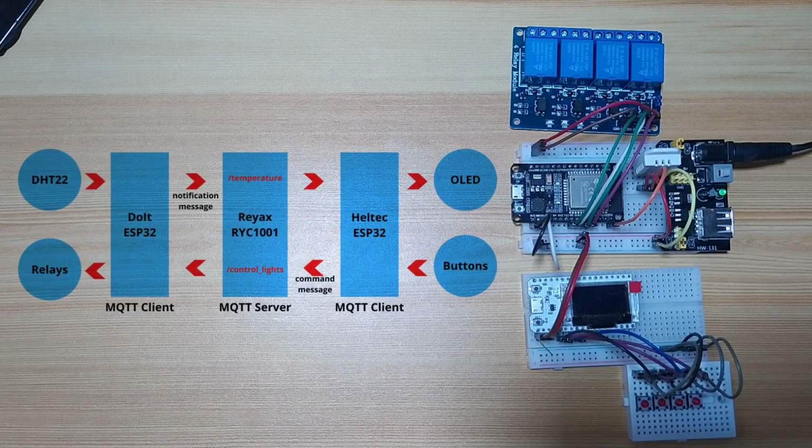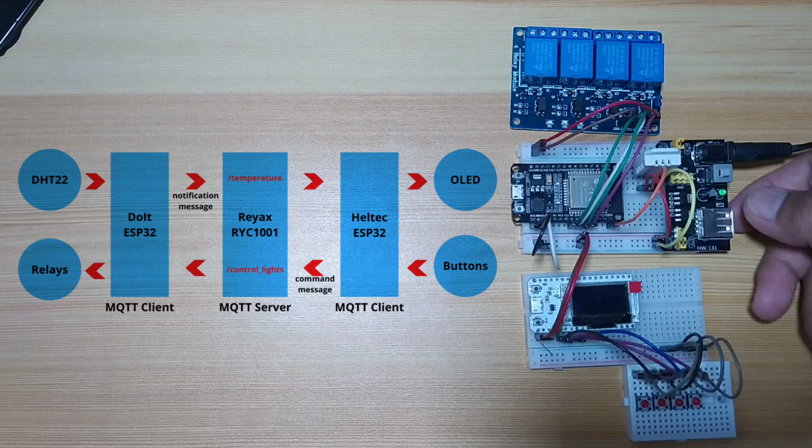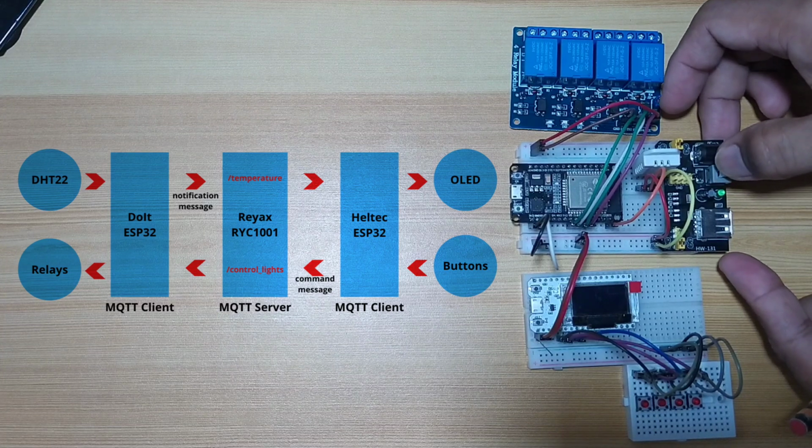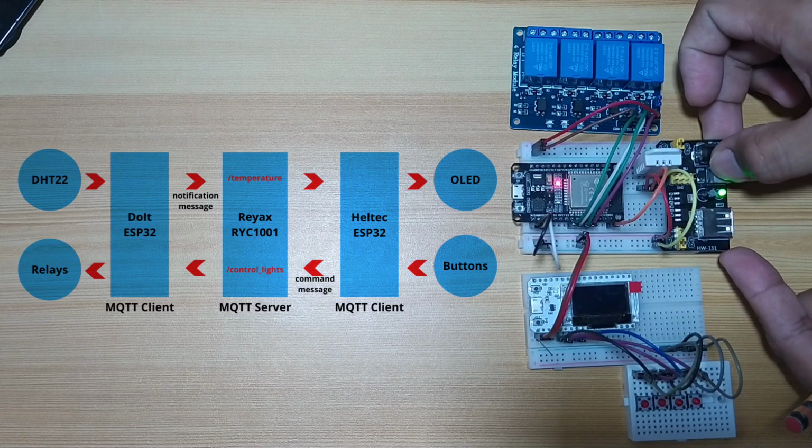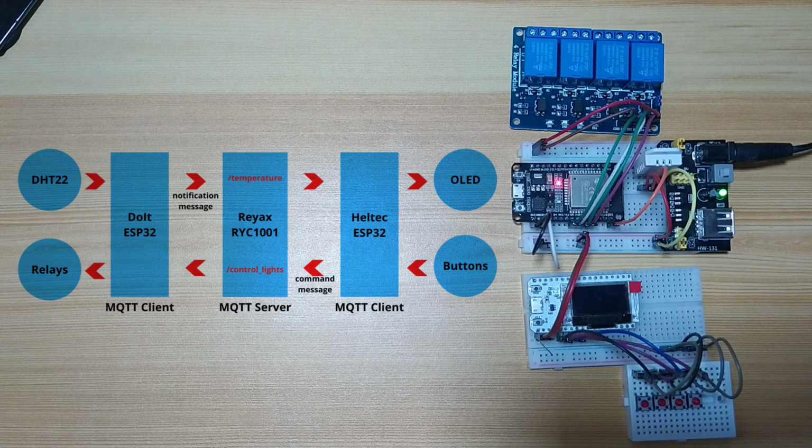Without any further delays, I will press the power switch of the external power supply to power our demo circuit. Let's give it some time to connect to the internet, then it will try to connect to the Reyax IoT server. If not, it will reset itself and try to connect again.